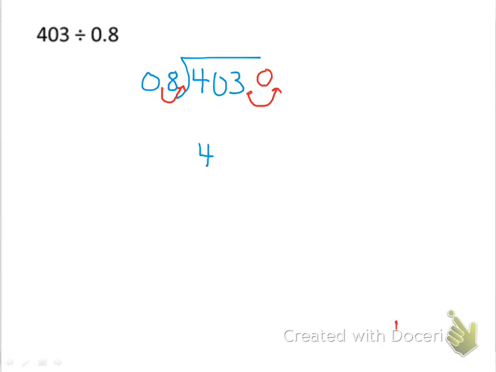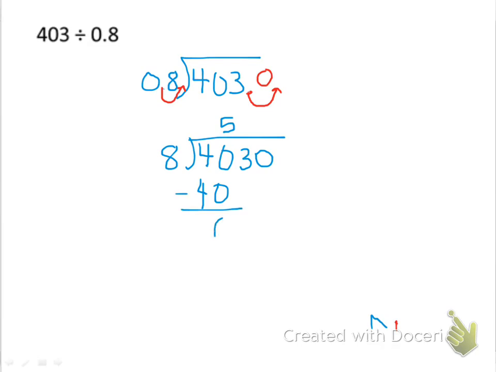Now I'm going to rewrite our question so you can see it nicely. We now have 4,030 divided by 8. How many times can 8 go into 4? It can't. How many times can 8 go into 40? It goes in 5 times. 5 times 8 is 40. Subtract that, get a 0.